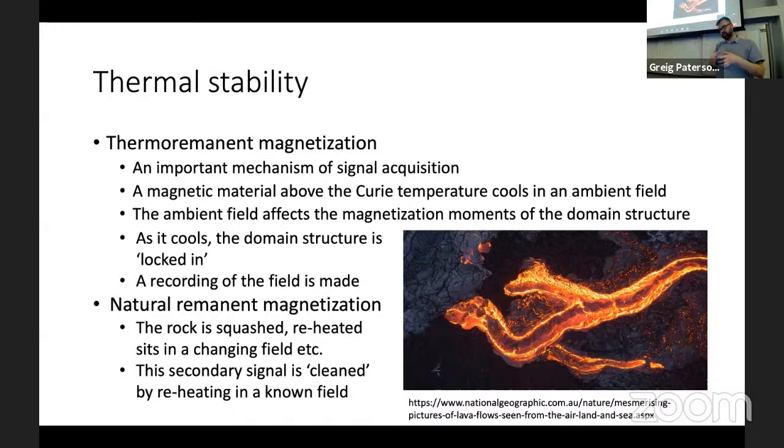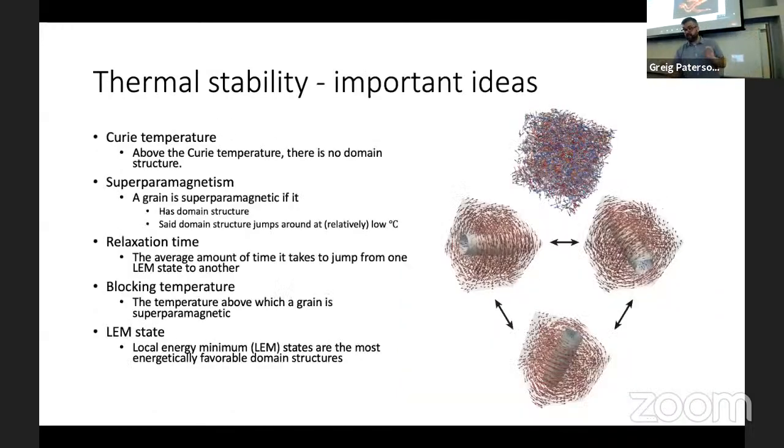And so what happens is that within some ambient field, we have a grain above the Curie temperature. It's going to cool in the field from above the Curie temperature, and then it's going to hit some particular temperature where that field is locked in. So how do we go about understanding that?